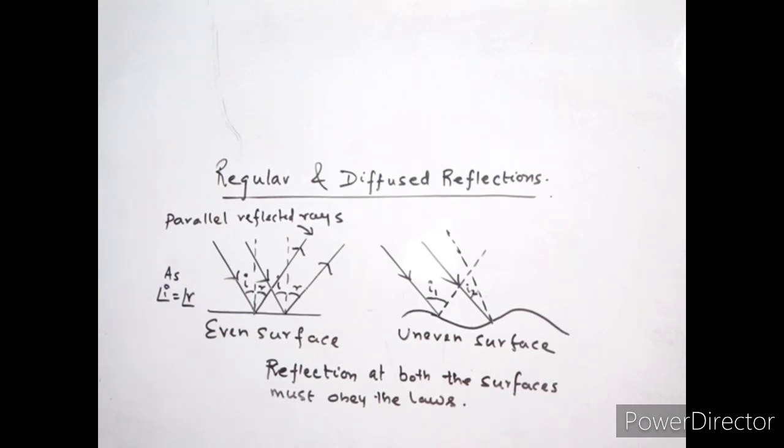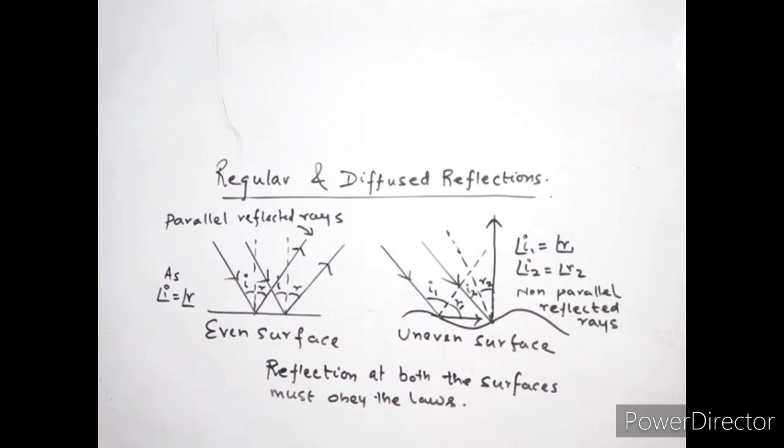But here, as you can see, in the uneven surface, the normals are not parallel anymore, and the angle of incidences therefore are different, I1 and I2, and they will have equal angle of reflections, that is R1 and R2, but R1 and R2 won't be parallel to one another because the normals were not parallel, so they won't be parallel.